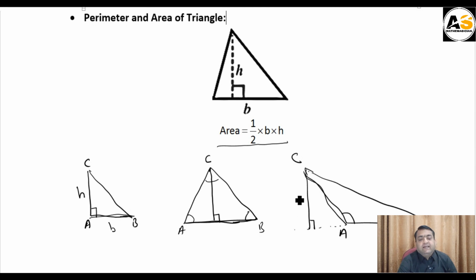So in all the three cases, area of triangle is base multiplied by height. Height is also called altitude. Base into altitude divided by 2. Perimeter is of course the sum of all the three sides of the triangle.